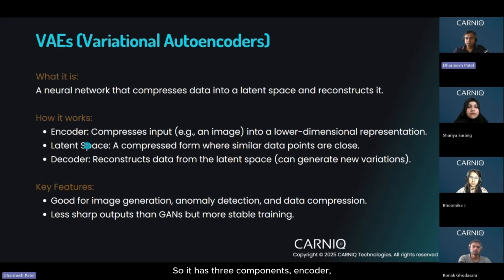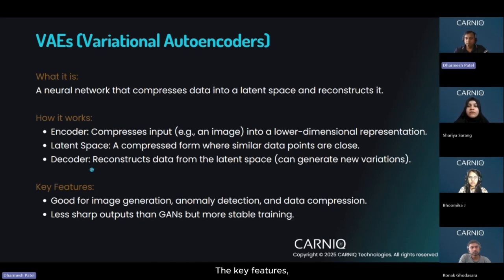It has three components: encoder, latent space, and decoder. The encoder compresses the input, such as an image, into a lower dimension representation. These three things are involved in diffusion, in how this process of destroying and recreation happens. Mathematically how it works, we are not discussing, but its basic components are what we discussed in diffusion models.